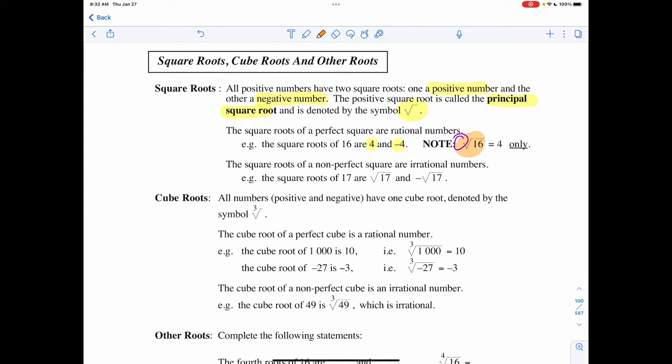The square roots of non-perfect squares are irrational numbers. So the square roots of 17 are root 17 and negative root 17. We don't simplify it beyond there because we can't.